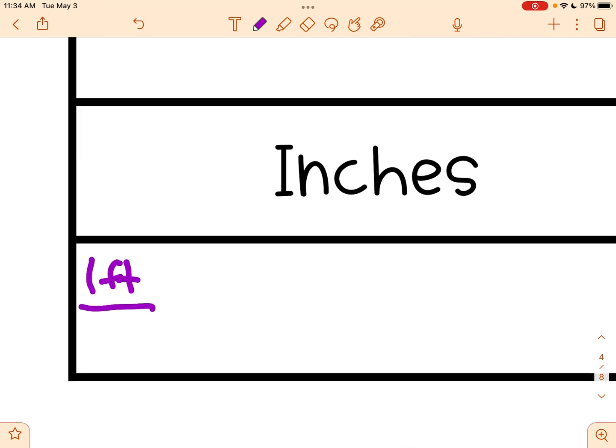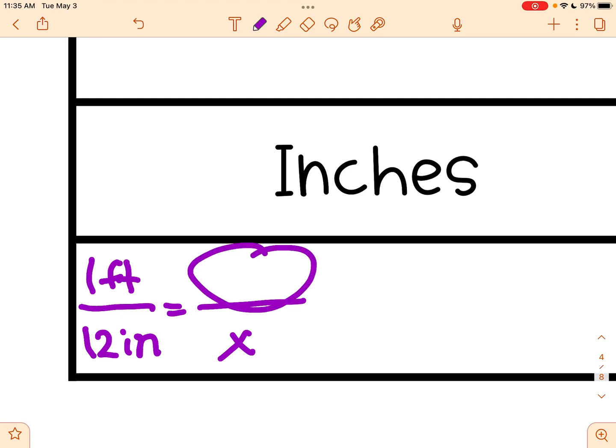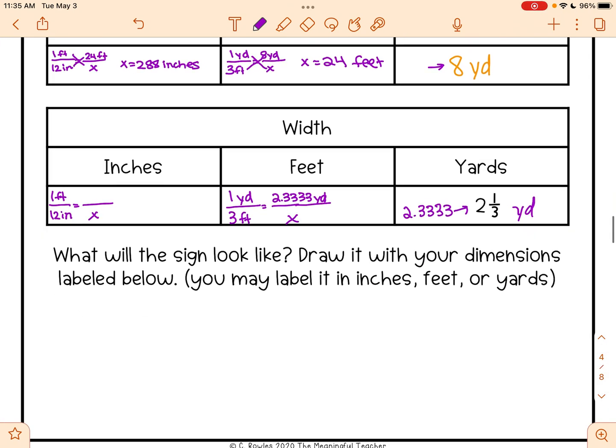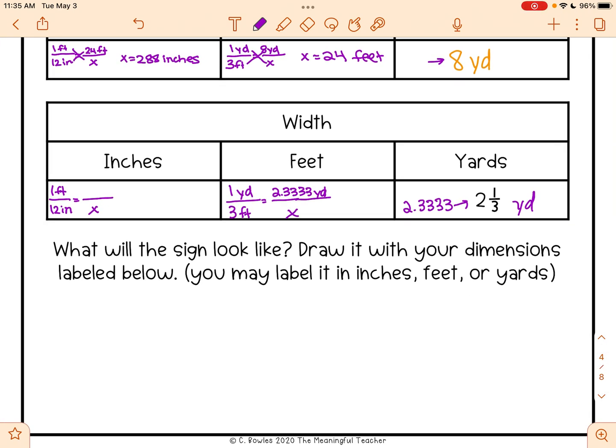1 foot is the same as 12 inches. And then you would solve. We want inches. So whatever you get for feet, it's going right here. Okay, once you have done all of that math, then you're going to actually design your sign.